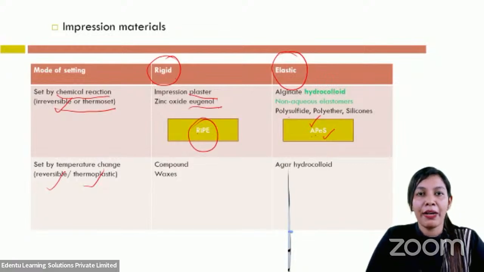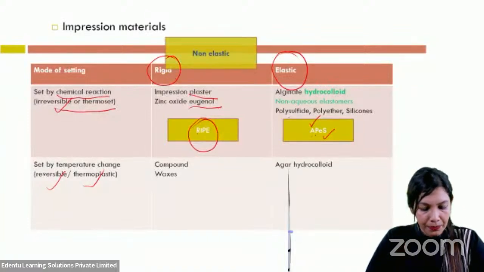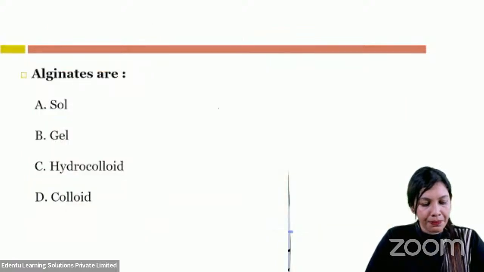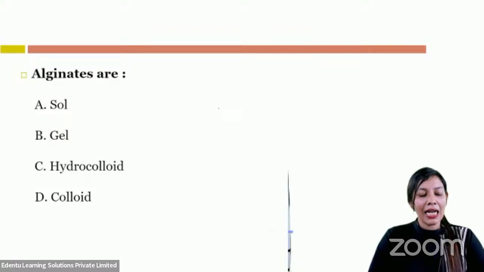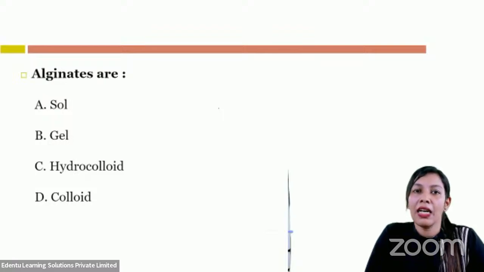And next, what sets by temperature change? Which is rigid? We know our impression compounds and waxes are rigid. Which is elastic? Agar is elastic, right? Try to memorize this. What is alginate? What is the answer? Alginates are normally hydrocolloids. Hydrocolloids means they have a sol form as well as a gel form, right?